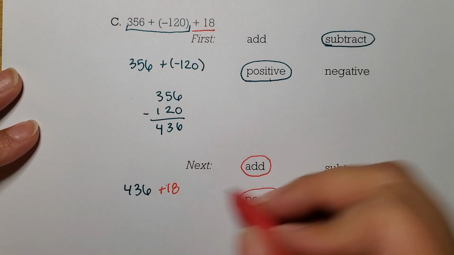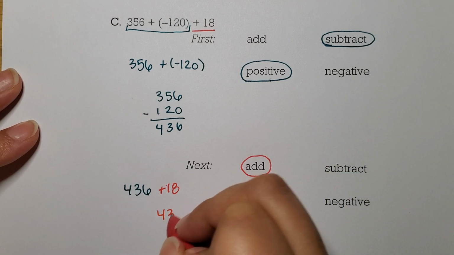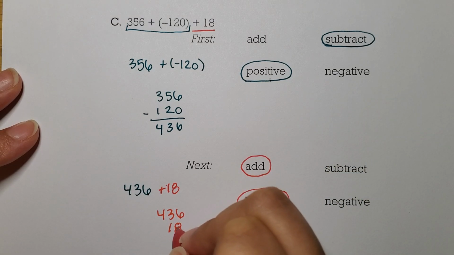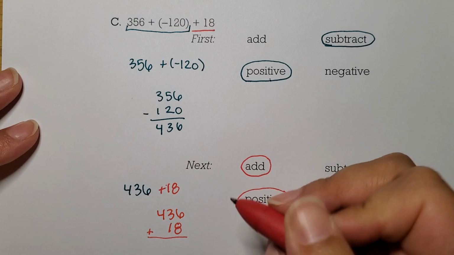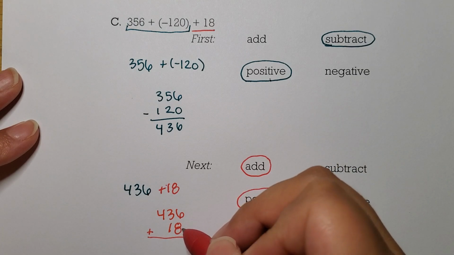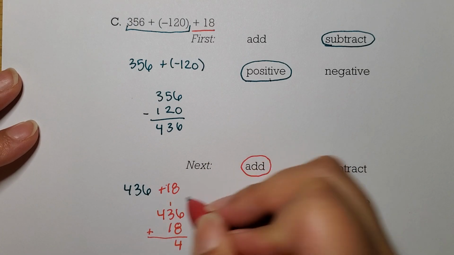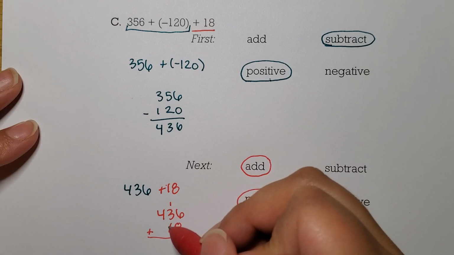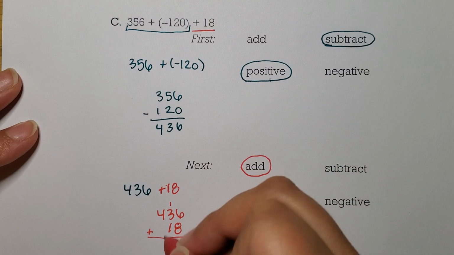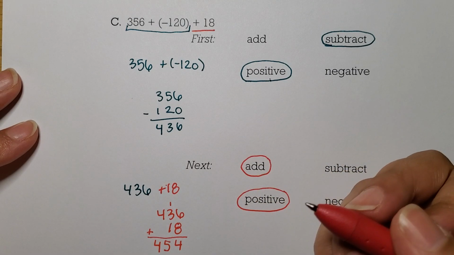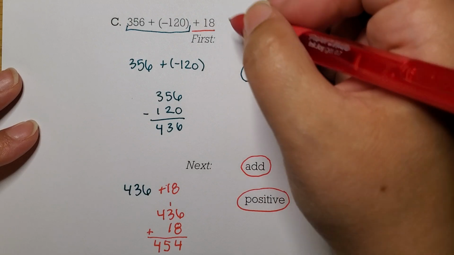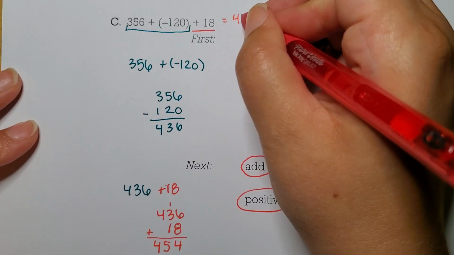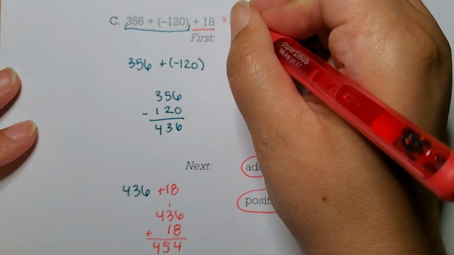And now we can just add them up. So 436 and 18, I'm going to use the traditional method to add here. So 6 and 8 is 14. Carry that 1. 3, 4, 5. And then bring along the 4. So in the end here, we end up getting a 454.